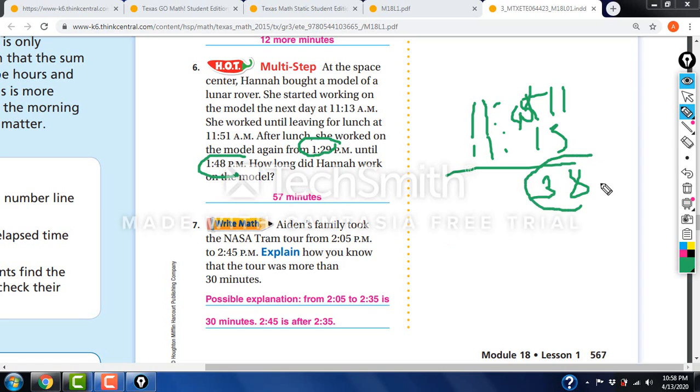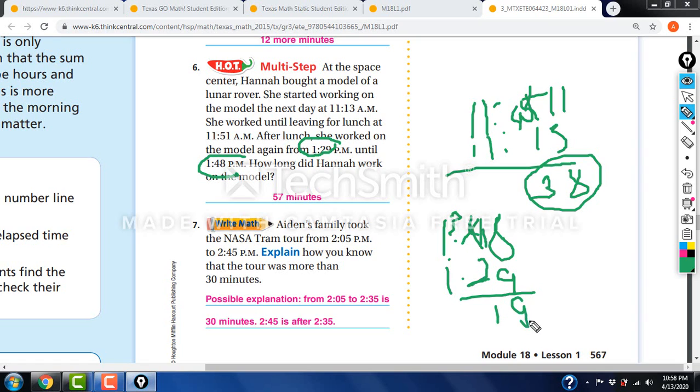So now we already have one. Now we have to figure out the other one, and then you just do 1:29. Okay. Subtract 9, 19. So we have the two numbers now. Now we got 17, and 3 plus 2 is 57. Okay. All we're doing is finding the elapsed time for each one, and it's multi-step, and then we have to know how long did Hannah work on the model.